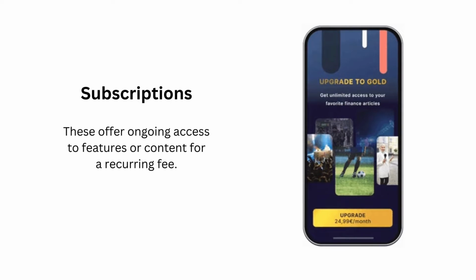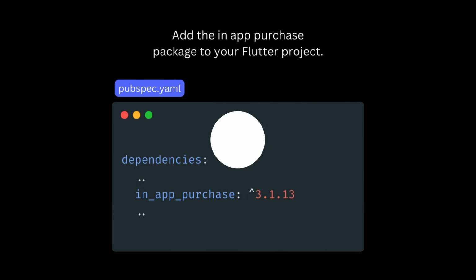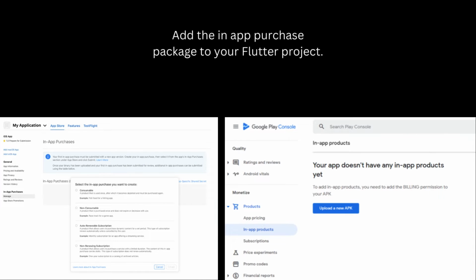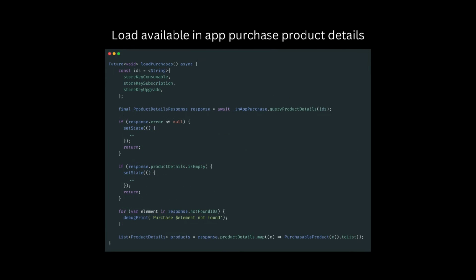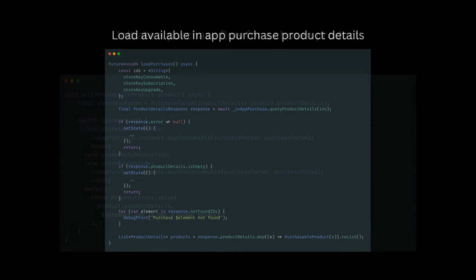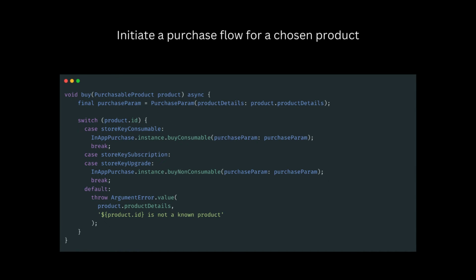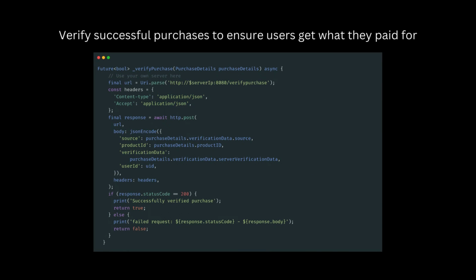Now, let's have a look at how to implement in-app purchases in your Flutter app. 1. Add the in-app purchase package to your Flutter project. 2. Configure your in-app purchases in the App Store Connect and Google Play Console. 3. Use the in-app purchase API to connect to the underlying store. Load available in-app purchase product details. Initiate a purchase flow for a chosen product. Verify successful purchases to ensure users get what they paid for.